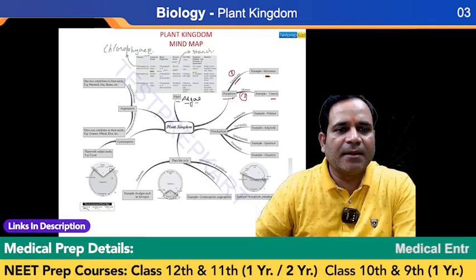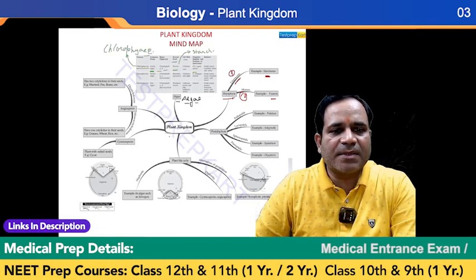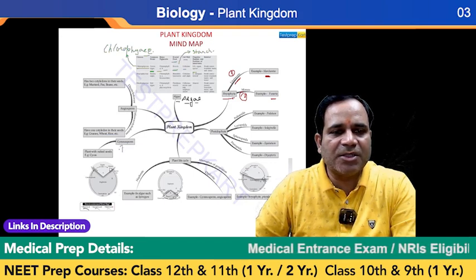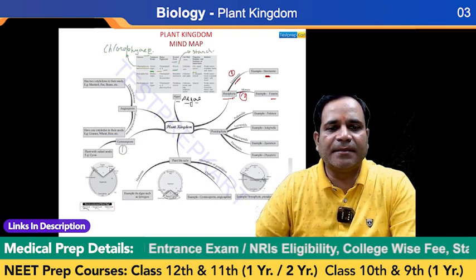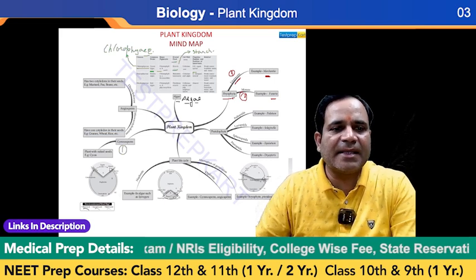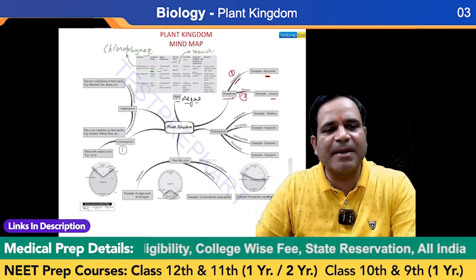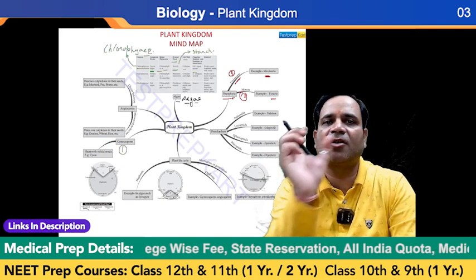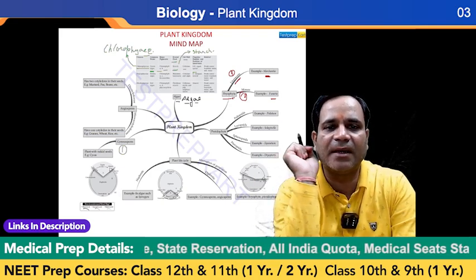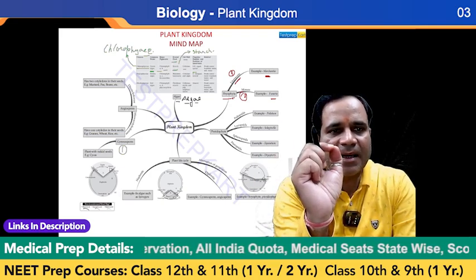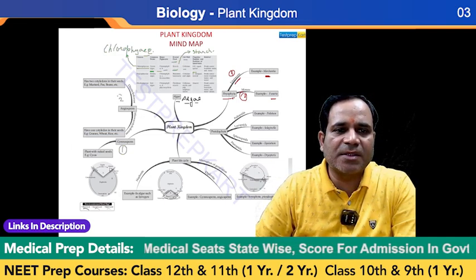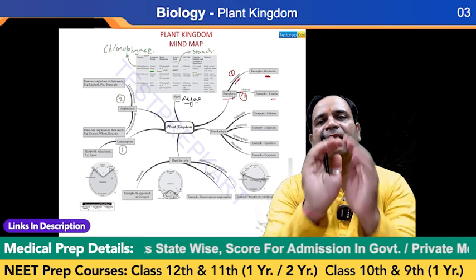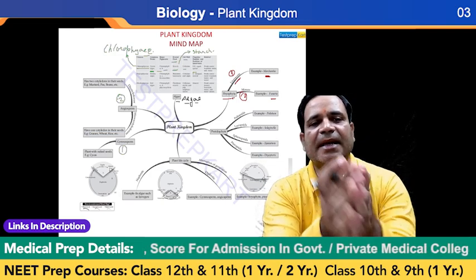Here, the plant kingdom is divided into which groups? This one is the gymnosperm. Gymnosperm means the plant in which the seeds are not enclosed inside the ovary wall. Right? And this one is angiosperm, the plants in which the seeds are enclosed inside the ovary wall.